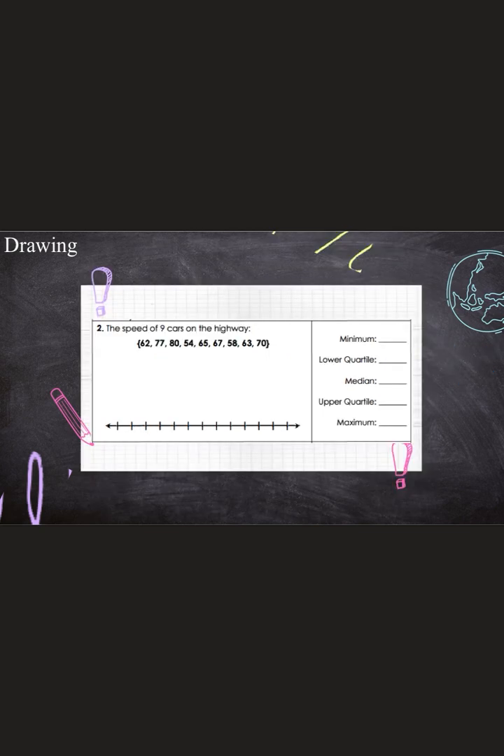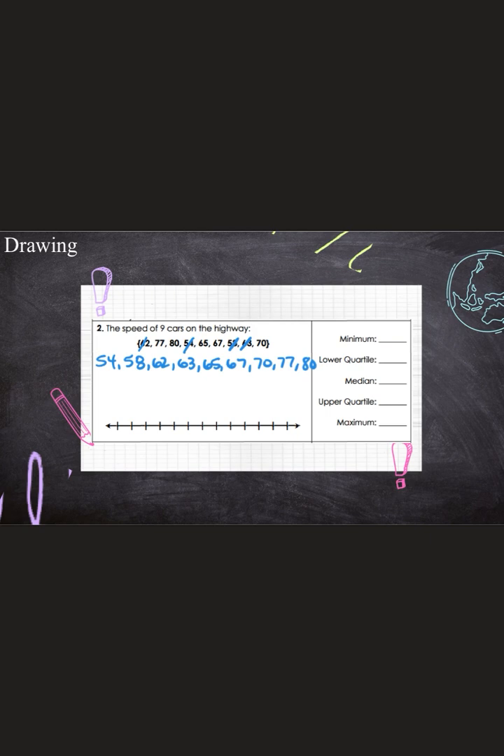The next one? Oh, no, sorry, the speed of 9 cars on the highway. Let's do this one first. So we're going to start in order. So the slowest is 54. So we have 54 and 58. Then we have 62, 63, 65, 67, 70, 77, and 80.